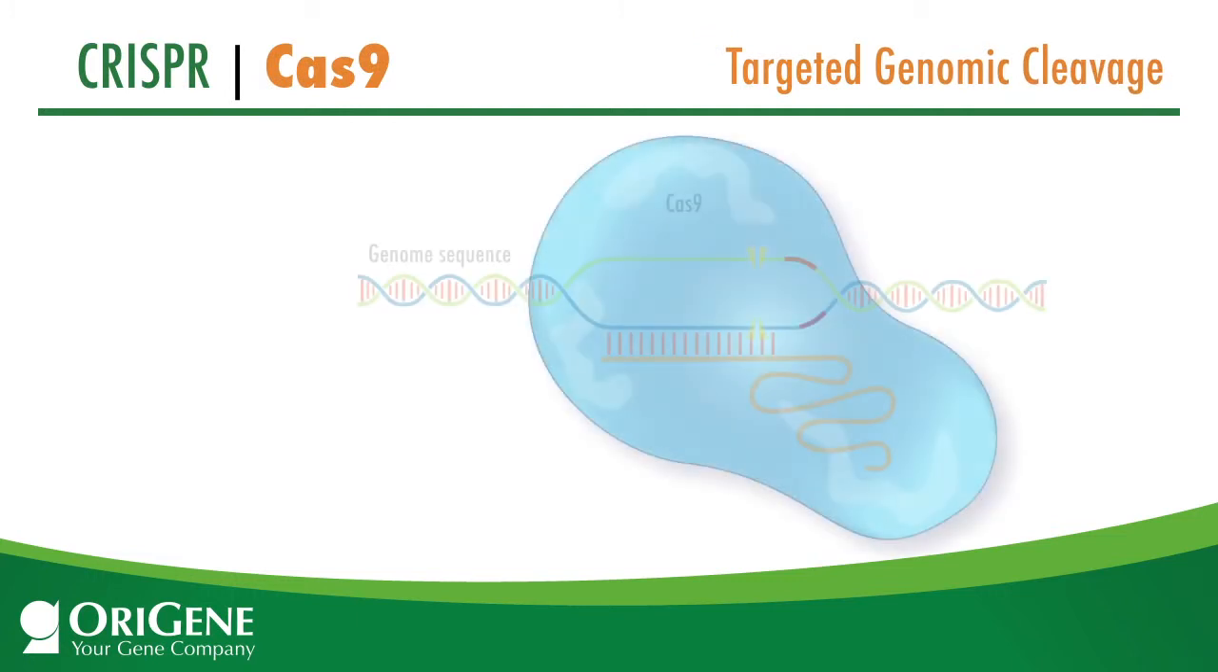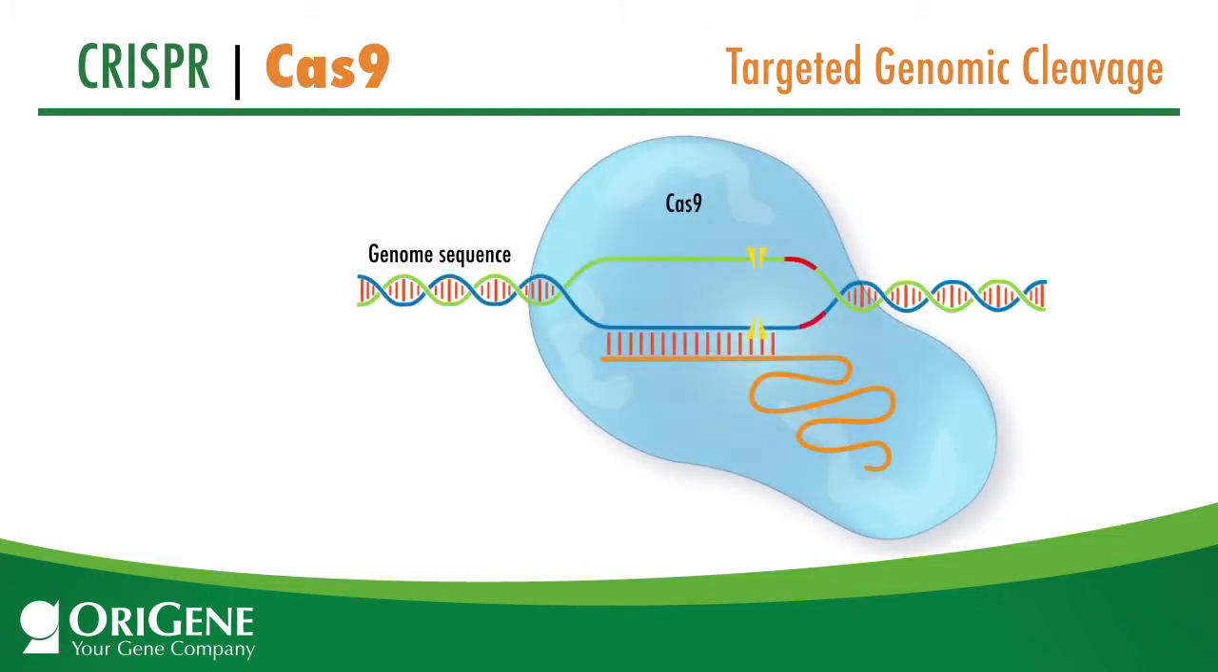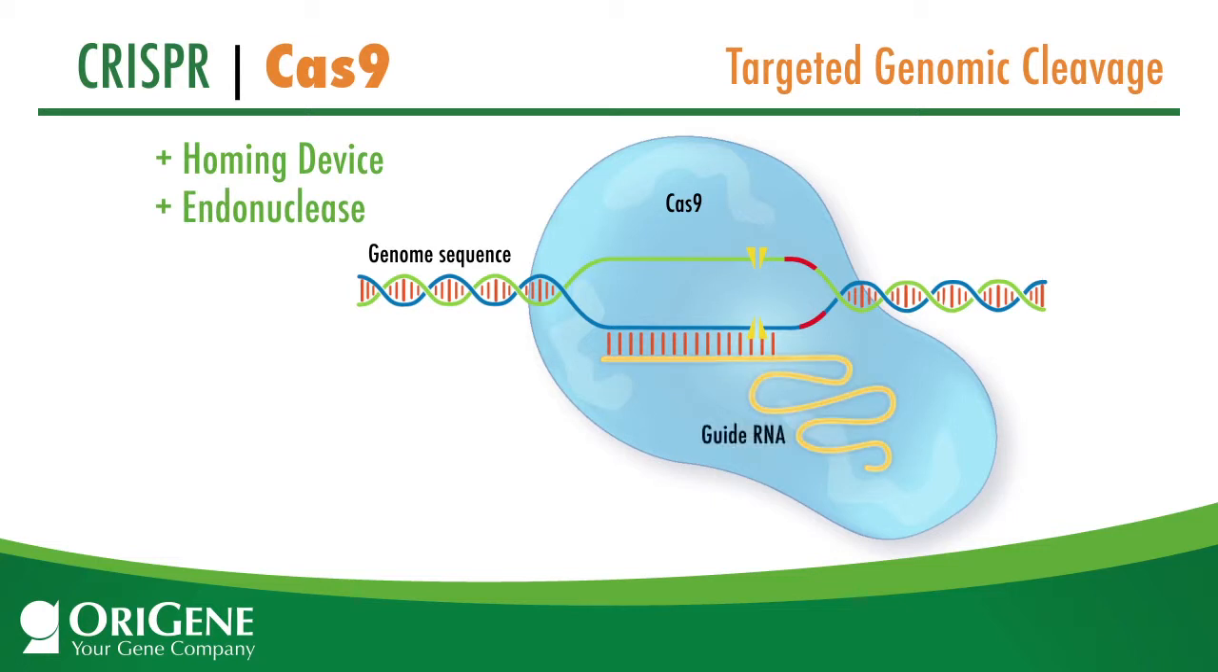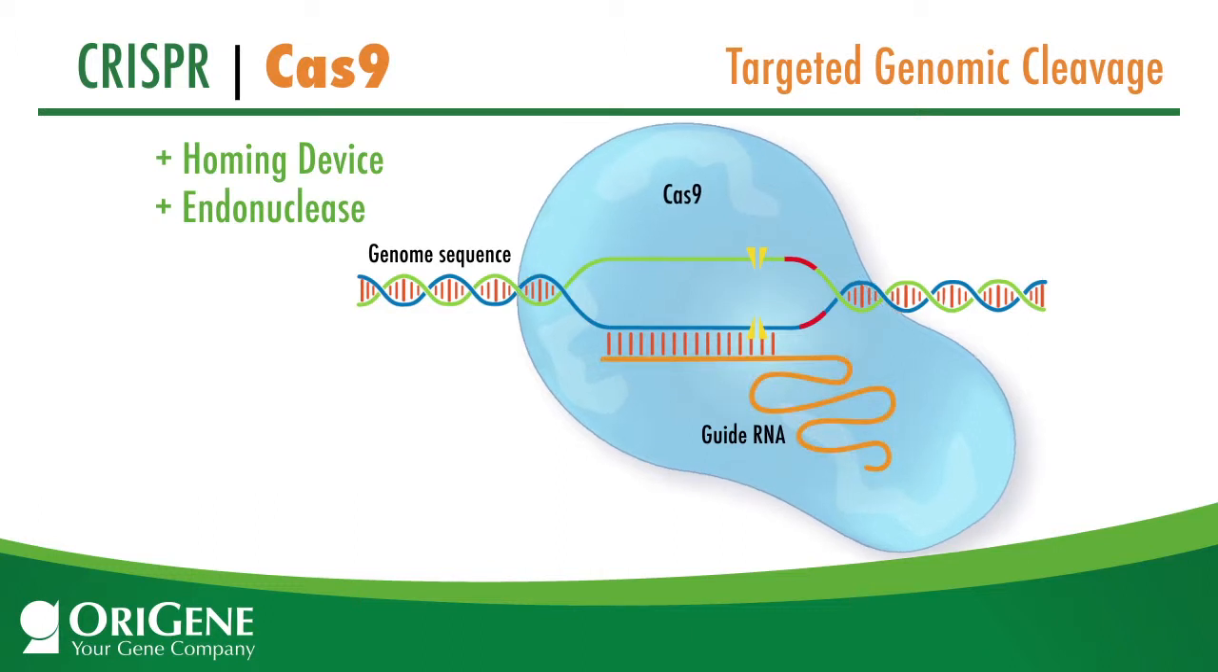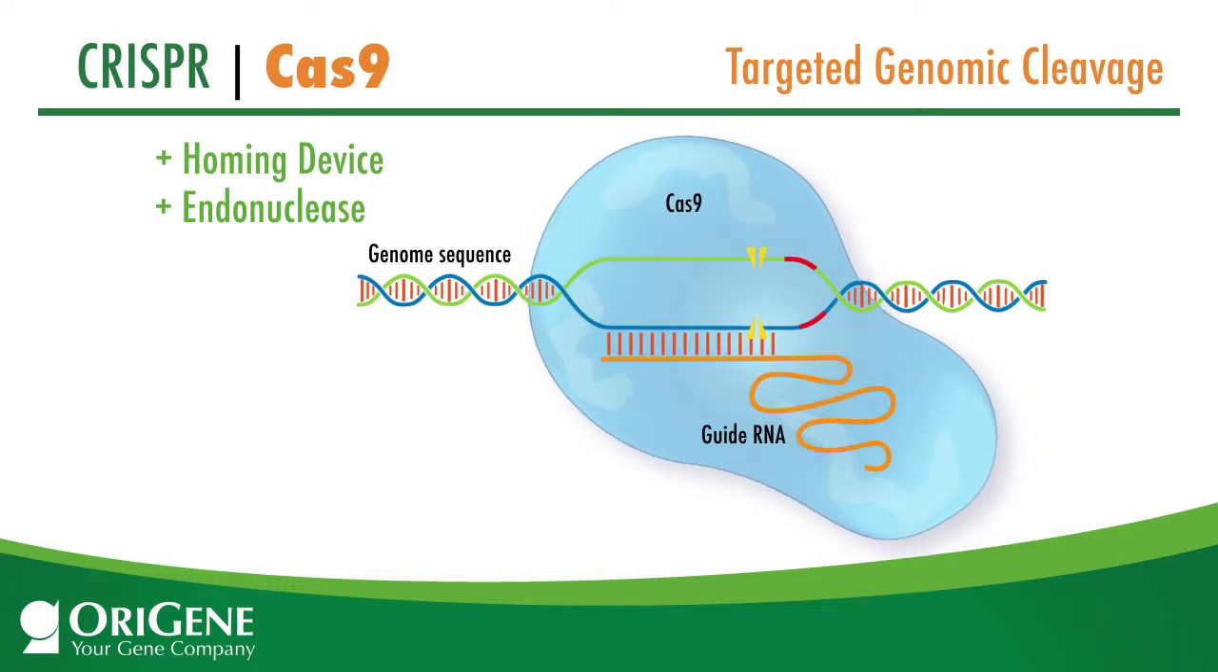Targeted genomic cleavage requires two key elements, a homing device and an endonuclease. In the CRISPR-Cas platform, the homing device is guide RNA or gRNA, and Cas9 is the enzyme introducing the double-stranded cleavage. The gRNA contains a 20-nucleotide sequence linked to a tracer RNA scaffold. The targeting sequence is immediately upstream of a protospacer-adjacent motif or PAM. This is sufficient to direct the Cas9 nuclease to the complementary site in the genome and create a double-stranded break.